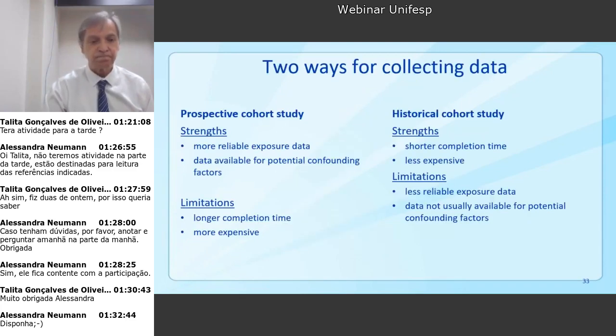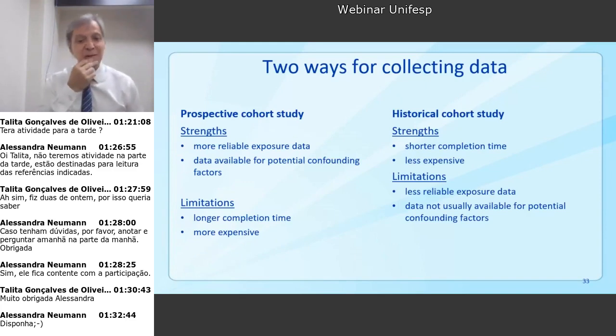Two ways for collecting data. Prospective cohort is a little bit better if you can, with more reliable exposure data because you're actually measuring, and after you measure exposure, you start following people up. Data available for potential confounding factors is usually more available. Longer completion time, more expensive. That's a limitation. The other one would be cheaper, faster, shorter completion time, less expensive.